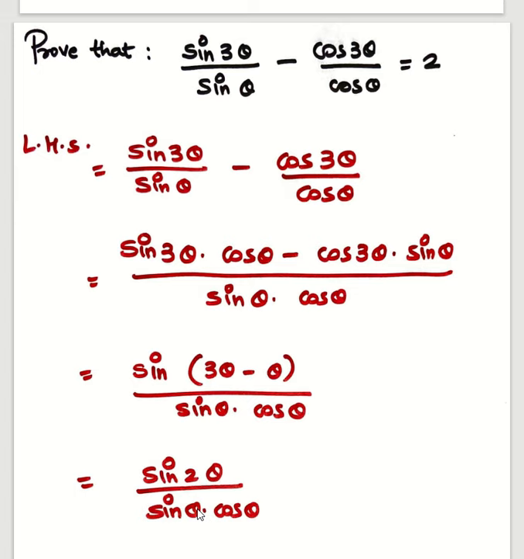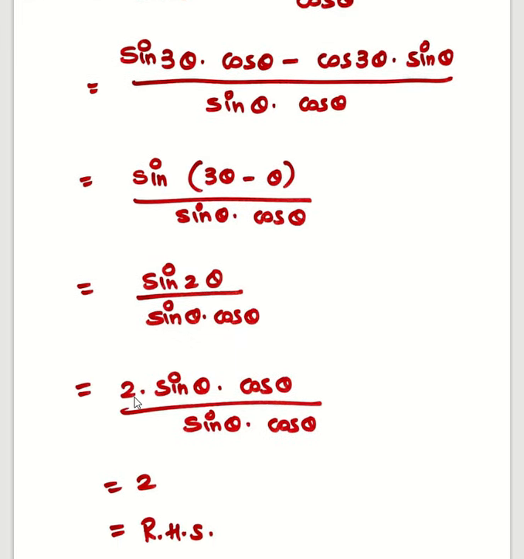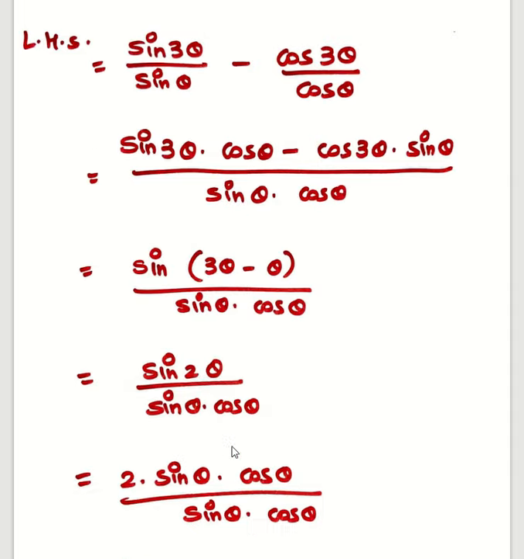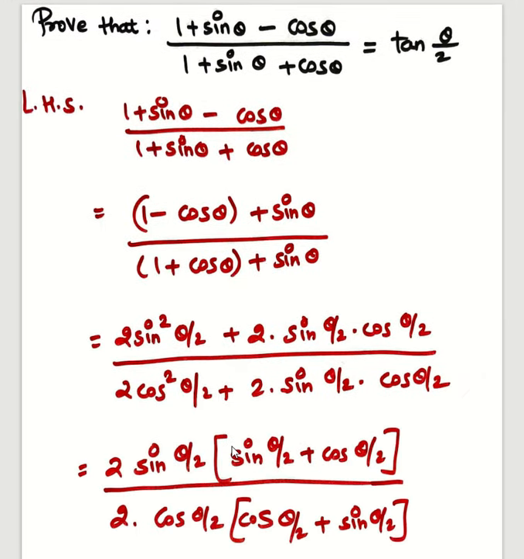Now sine 2 theta, basic formula: sine of 2 theta is equal to 2 sine theta into cos theta. So we write 2 sine theta into cos theta in the numerator, again the denominator as it is. So cancellation of numerator and denominator, sine theta and cos theta, and we will get 2, which is equal to the right hand side, and hence proved. Next question, again prove that.